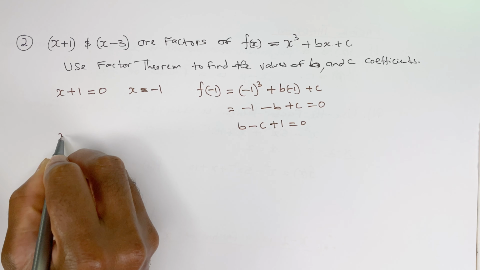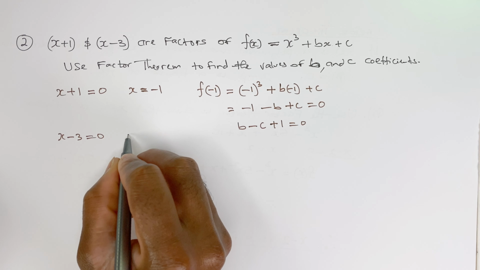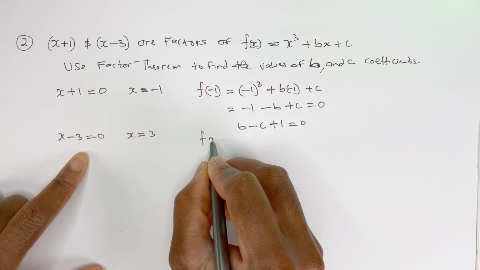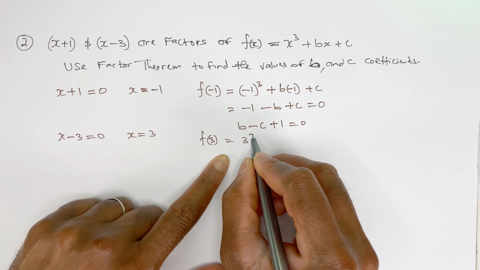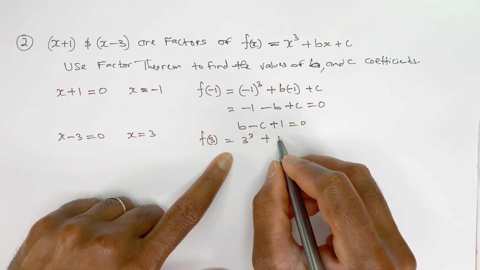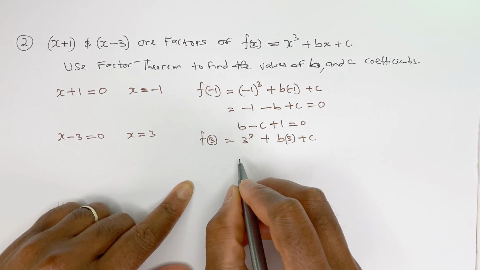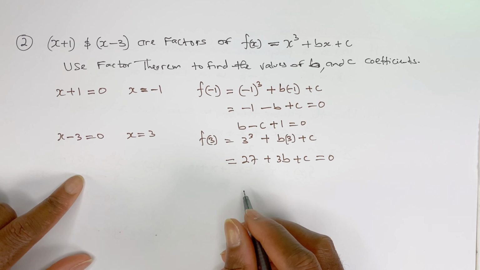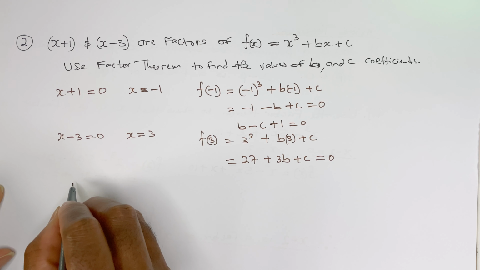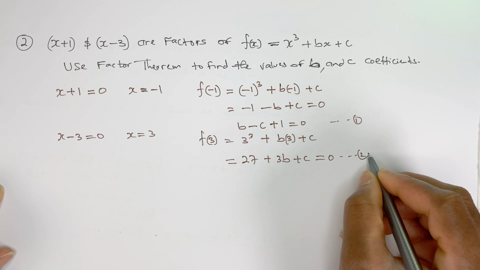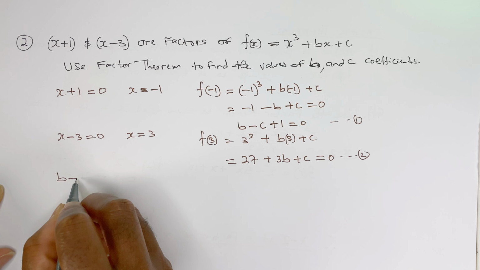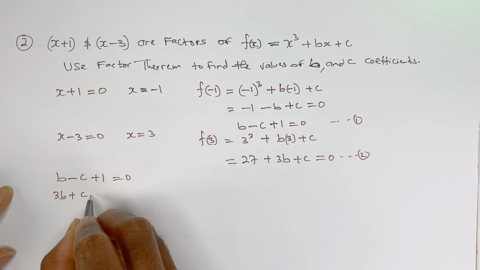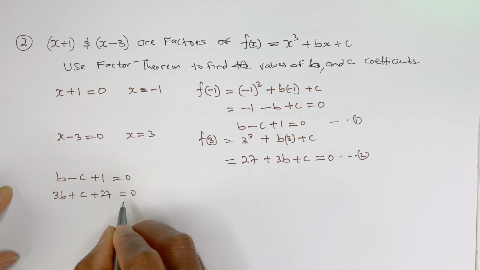The second one is x minus 3 is a factor, so that equals 0, which means x equals 3. So you move the 3 to the other side. And now we want to do f of 3. Again, that will be 0. So that will be 3 cubed plus b times 3 plus c. And that should give 27 plus 3b plus c. And that should be equal to 0 too. So we got two equations, equation 1, equation 2. So I've got b minus c plus 1 equal to 0, and I've got 3b plus c plus 27 equal to 0.